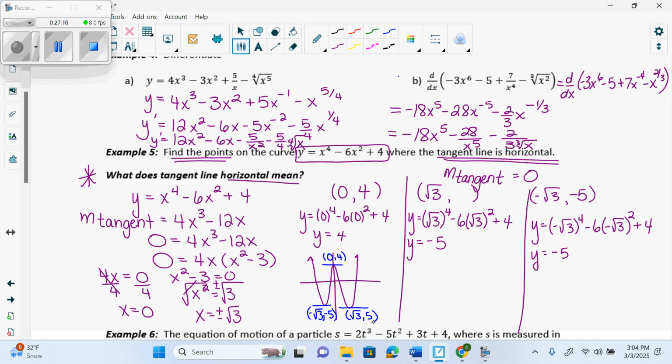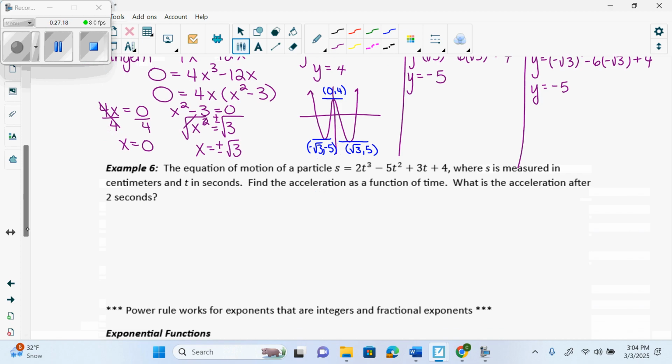All right. Example 6. The equation of the motion of a particle is given by S. S is measured in centimeters and t in seconds. They want the acceleration as a function of time. What is the acceleration after 2 seconds? So just so you know, S is your position equation.